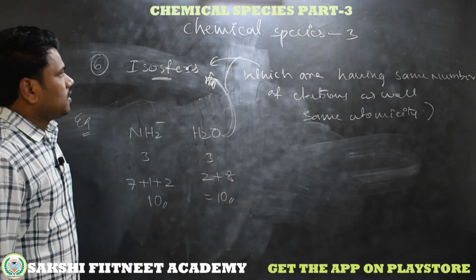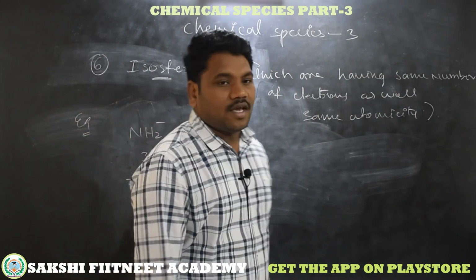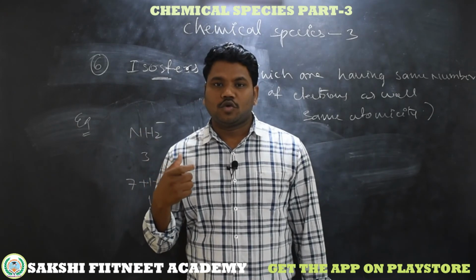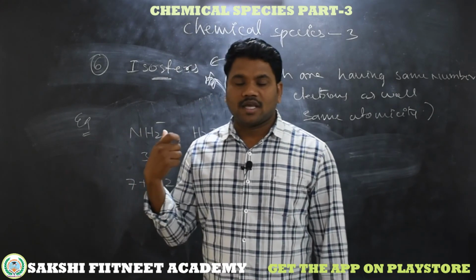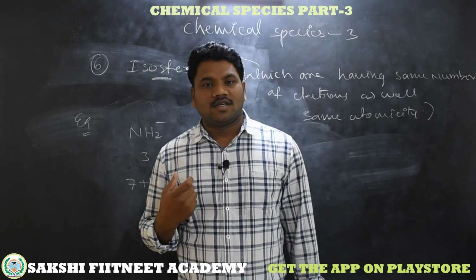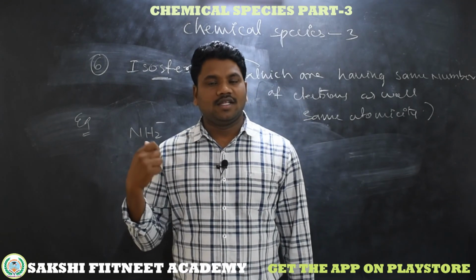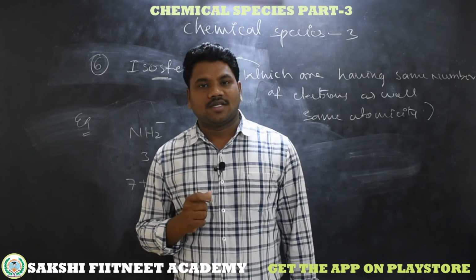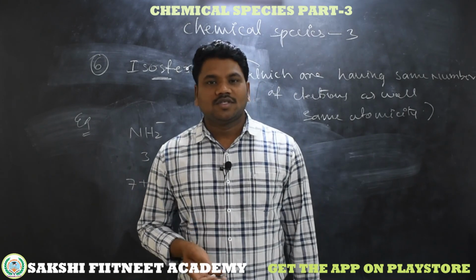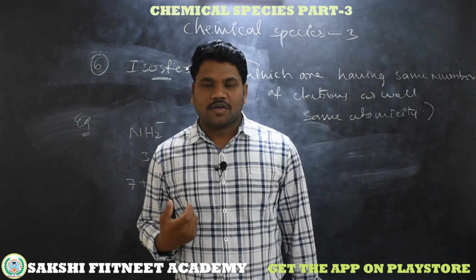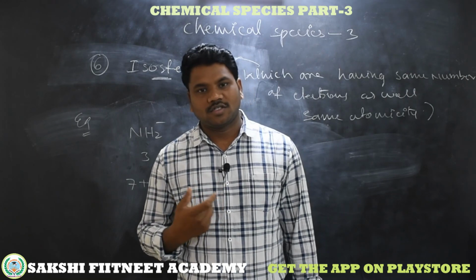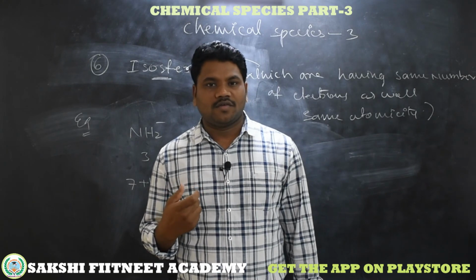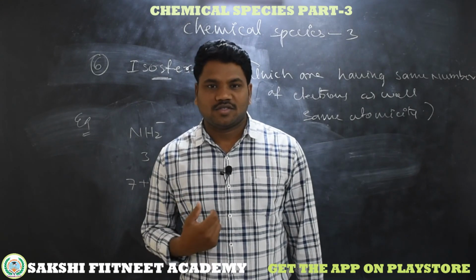So I hope you understand well which are isoelectronic species and which are isosters. In the first video we discussed isotopes and isobars. In the second video, chemical species part 2, we discussed isotones and isodiaphers. In this video lecture, chemical species part 3, we discussed isoelectronic species and isosters. So I hope you understand well the classification of species according to the number of electrons, protons and neutrons. That is isotopes, isobars, isotones, isodiaphers, isoelectronic species and isosters. Thank you.